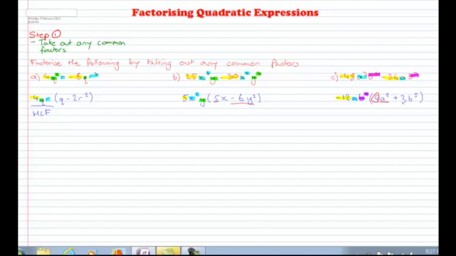Looking at the next term now, negative 12 times 3 will get us negative 36, so you just write positive 3 out the front here. A times 1 will just get us a, so we don't need to write the 1. And b squared times b to the power of 5 will get us b to the power of 7, so you write the b to the power of 5 here. Leaving us with negative 12ab squared out the front, and in brackets 4a squared plus 3b to the power of 5.